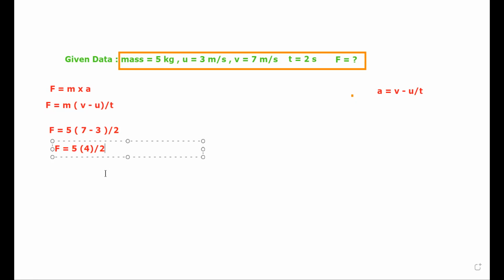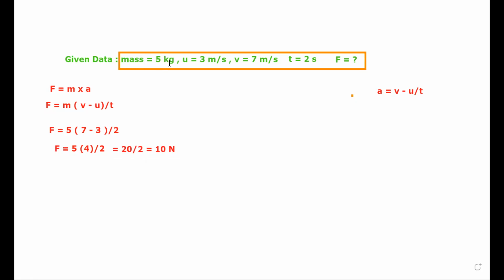Okay, now we know that 5 fours are 20, and divided by 2, which also gives 2 tens are 20, isn't it? So I can write 10 Newton. So now what we have got here, force we have found out, that is 10 Newton, right?